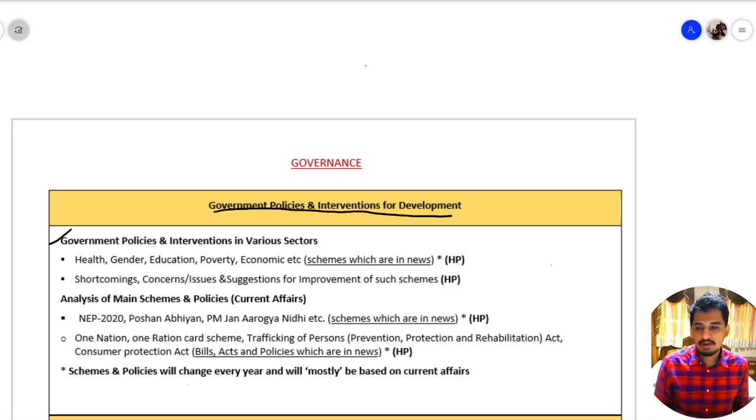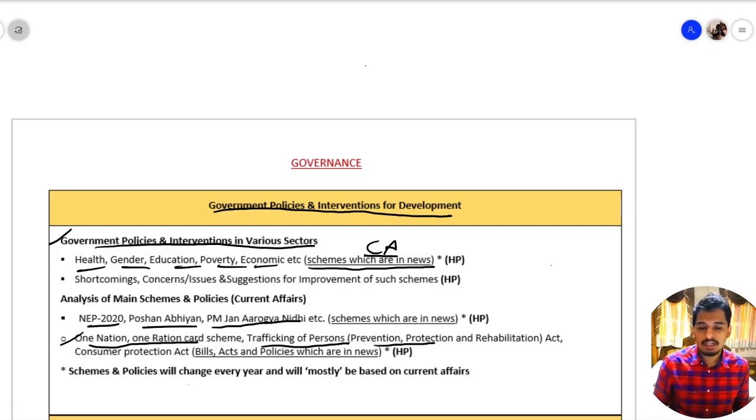In this, we will have government policies and interventions in various sectors such as health, gender, education, poverty, economic and nutrition sector. The schemes which are in news or which are based on current affairs, like we have NEP 2020, Poshan Abhiyan, Pradhan Mantri Jan Arogya Nidhi, or the policies such as One Nation, One Ration Card, or the Trafficking of Persons Prevention, Protection and Rehabilitation Act, or Consumer Protection Act.